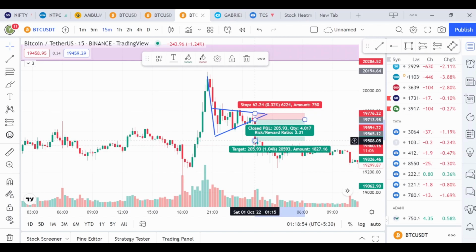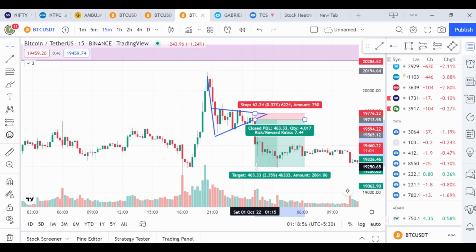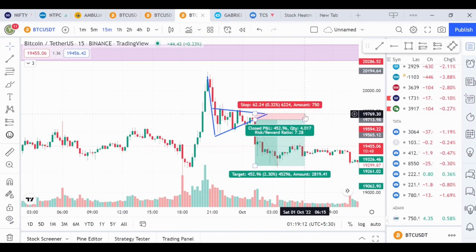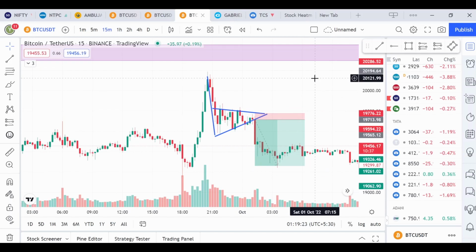If the pattern gets invalidated... and as you can see, our target was hit with a risk to reward of 1 is to 7. So as you can see, in each and every trade which we are taking, we are getting very good risk to reward ratio according to the chart patterns, with confirmations with volumes also, and we are trading the trend. Always while trading we have to remember one thing, that the trend is your friend until it bends.